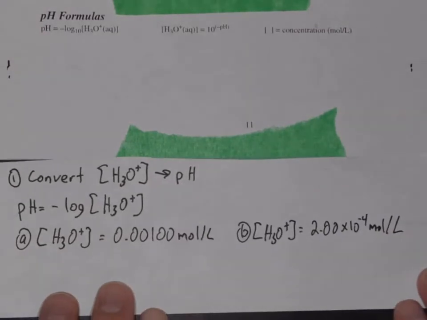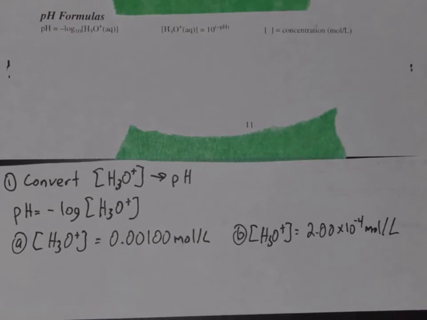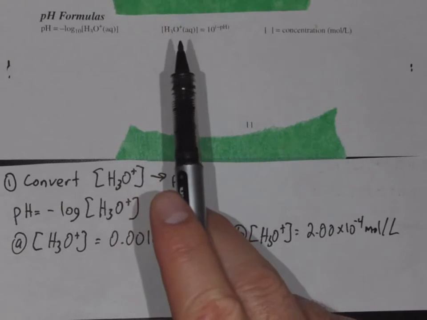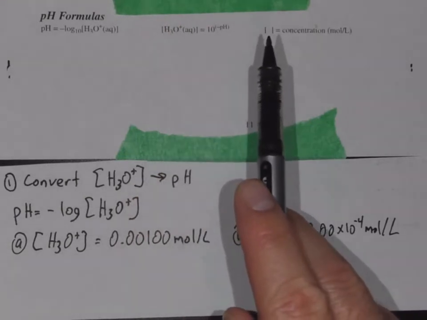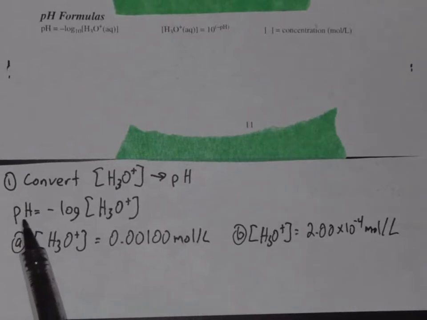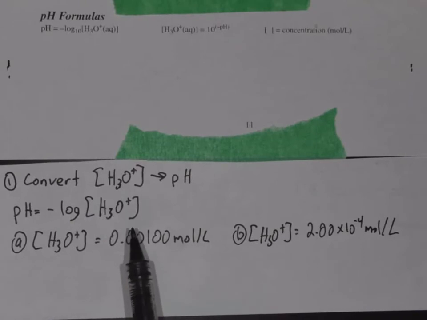The first thing we're going to look at is how to convert hydronium ion concentration into pH. The formula is on page 11 of your data booklet. We have two formulas there that are really important, and then the definition of what those square brackets mean. If you're converting from hydronium ion concentration into pH, you're going to use this formula right here: pH equals the negative log of the hydronium ion concentration.